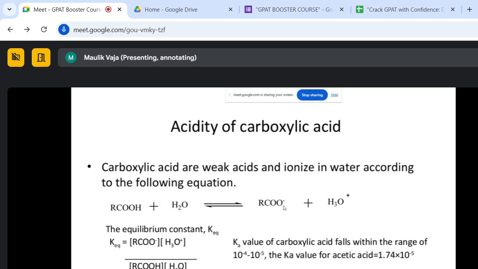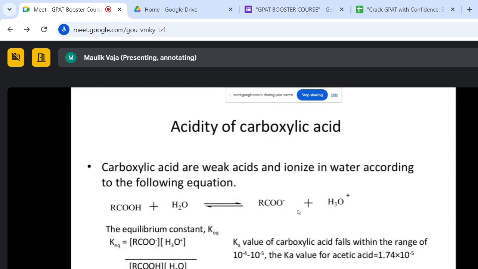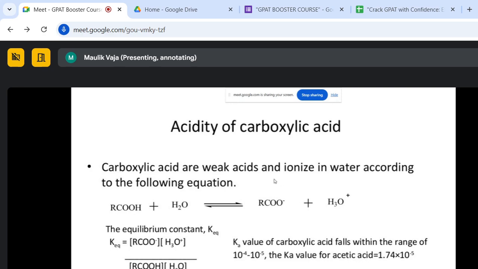It stabilizes this anion, withdrawing electrons from this COO minus. So here it is written, electron withdrawing group increases acidity; it withdraws electron density from the carboxylic group, and the equilibrium shifts to the right. That's why it increases the acidity of carboxylic acid, while an electron donating group decreases the acidity. How? It adds electron density to the carboxylic acid, and the equilibrium shifts to the left. Thus, the more stable the compound remains in this form, the more acidic it will be.